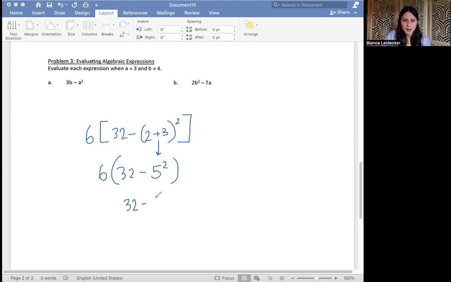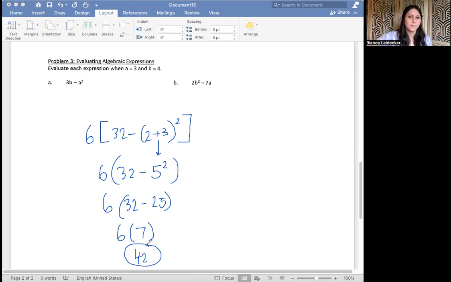So 32 minus 25, parentheses 6. Now, what does this parentheses mean? It means whatever is being subtracted here, the difference of whatever this is, is being multiplied by 6. Okay, so 32 minus 25 is 7. And then we're going to bring the 6 down. 6 times 7 is 42. So the final answer should be 42.